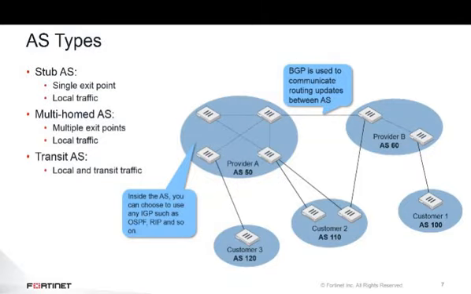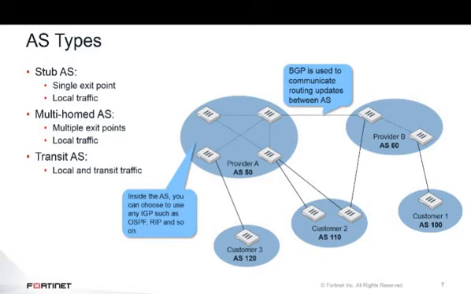There are three types of autonomous systems. A stub AS handles and routes local traffic only and has only one connection to another AS. One example is a company that is running BGP and has its own AS number and one ISP connection. Multi-homed AS also handles and routes local traffic only, but it has multiple connections to different autonomous systems. One example is a company that is running BGP and has its own AS number and multiple ISP connections.